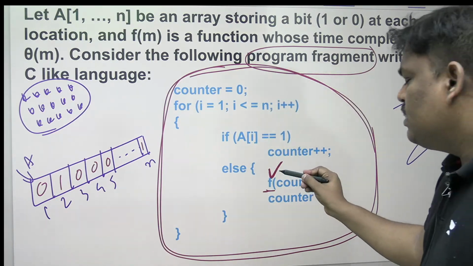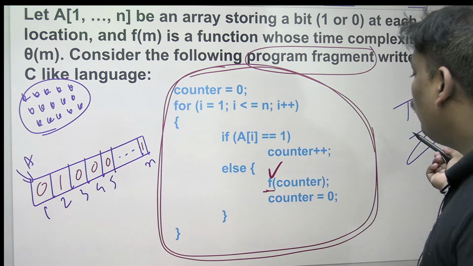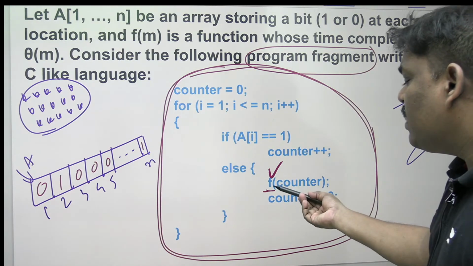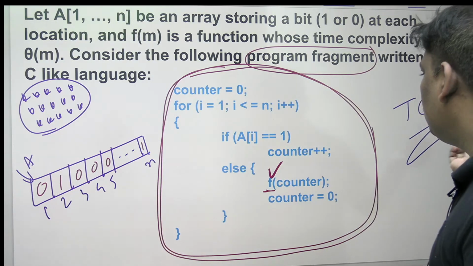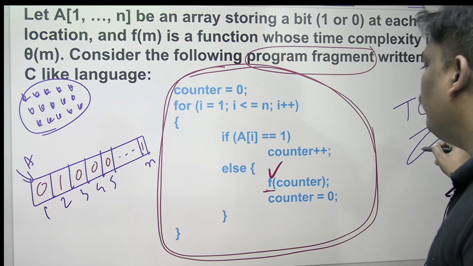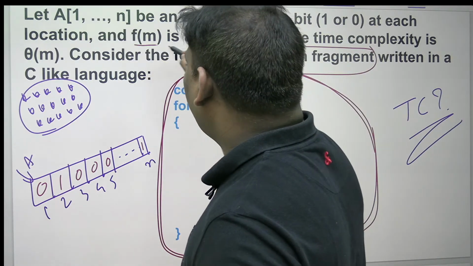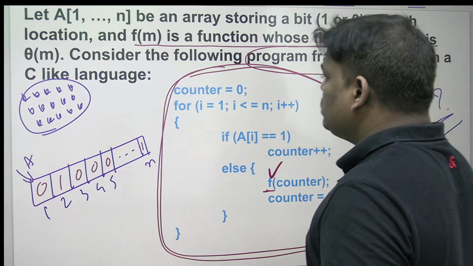Some people are asking, sir, if he is using one function f, what will be the time complexity? He has not given the code either. If the code is not given, you have to say the time complexity. I think he has already mentioned it. See, f of m is a function used inside, whose time complexity is theta of m.